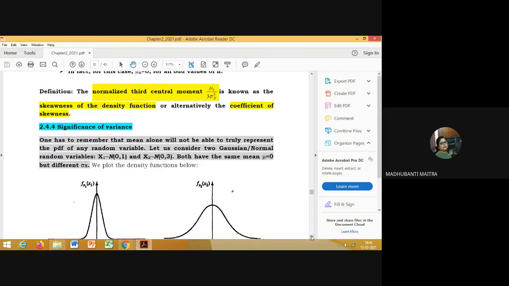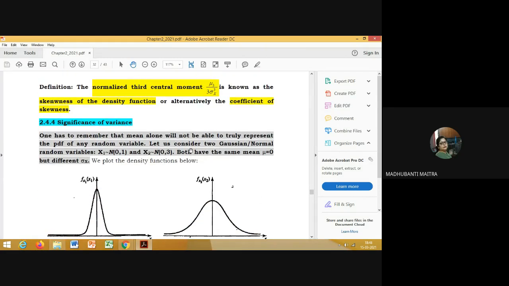Now, what is the exact definition of skewness? The normalized third central moment, that means mu3 by sigma x cube. Remember, this is cube, right? So this is the normalized third central moment. This is known as skewness of the density function, or alternatively the coefficient of skewness.